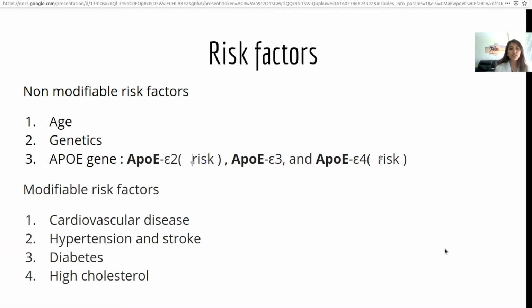Modifiable risk factors are cardiovascular disease, hypertension, stroke, diabetes, and high cholesterol. Researchers have found that a person who is able to keep his heart functions healthy is able to keep his brain functions healthy. So anything that improves the heart function, like control of the diabetes, control of hypertension with medications, and anything helps in improving the brain function as a whole.